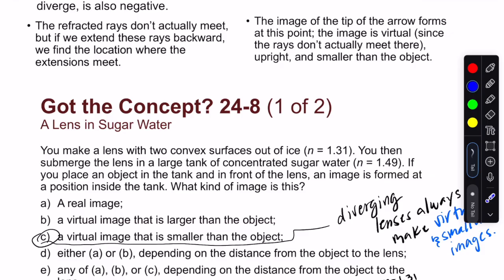And if we place the object that we're going to look at with the lens in the tank in front of the lens, what kind of image is it? Is it a real image? Is it a virtual image that's larger, or is it a virtual image that's smaller? And I already kind of wrote the answer there, okay? And so here's the idea of why that's the answer. It says virtual image is smaller than the object.